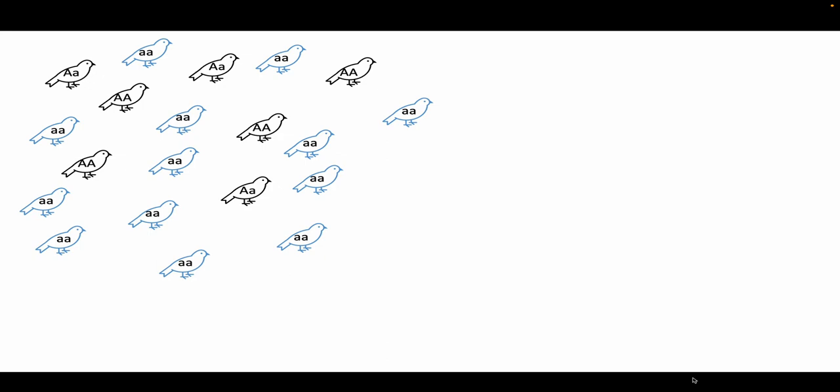So let's say that, like I said, black is dominant. So if you're looking at the blackbirds, you'll see that some of them are homozygous dominant, big A, and some of them are heterozygous, big A, little a. And both of those would be black. And you'll notice that all of the bluebirds are homozygous recessive, because that's the only way you can get the blue coloration. So that's what their alleles look like in their genotypes.